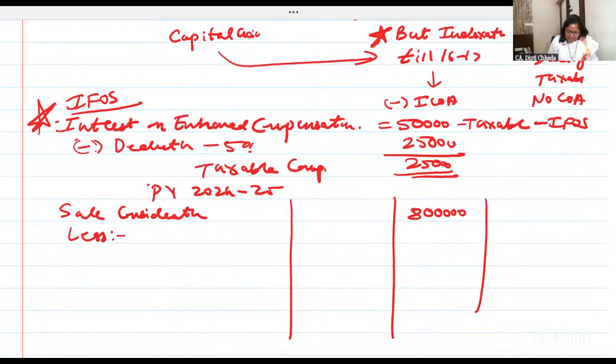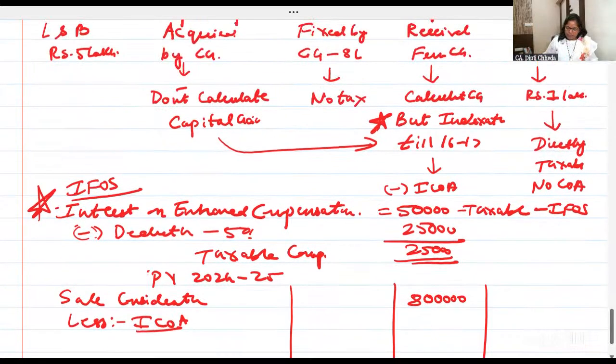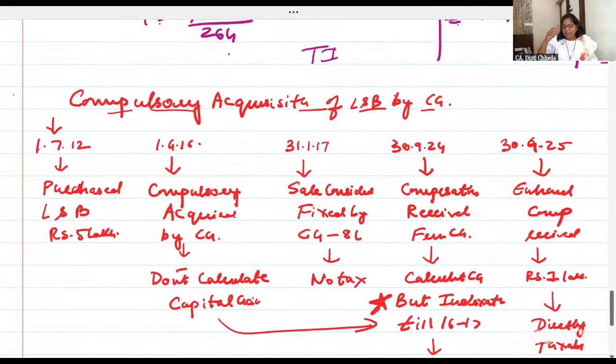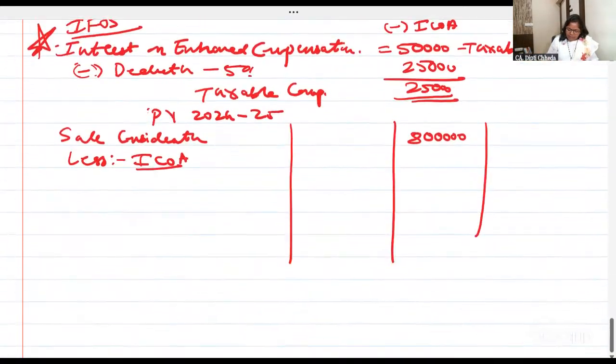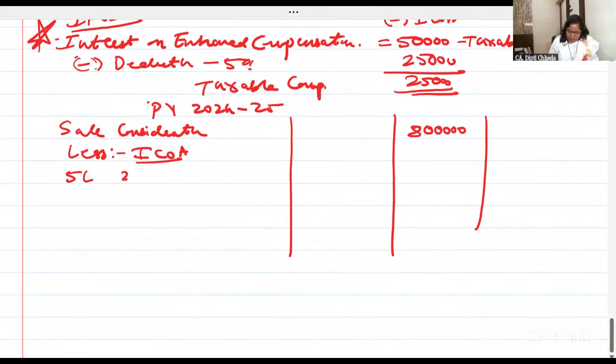Less indexed cost of acquisition, because if the property is held for more than 2 years, it's long term. We saw this yesterday. Oh sorry, I missed the revising age of the capital asset table. I'll do it. So you purchased in 12-13 for 5 lakh, and you sold it in 16-17.